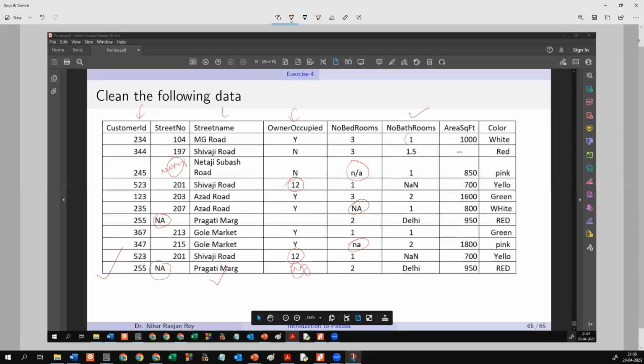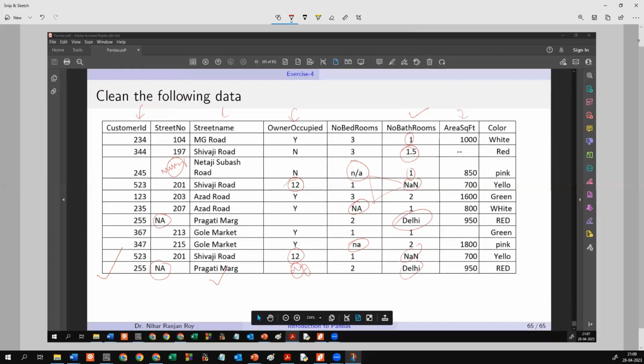Number of bathrooms, 1, but what is this 1.5? How can a bathroom be 1.5? Right? Not a number, again, not a number in a different way. You see 3 different ways to represent not a number. Oh, it's horrible. Number of bathrooms is Delhi. How can it be? Right? Okay, now not a number, and again Delhi. What a ridiculous thing.